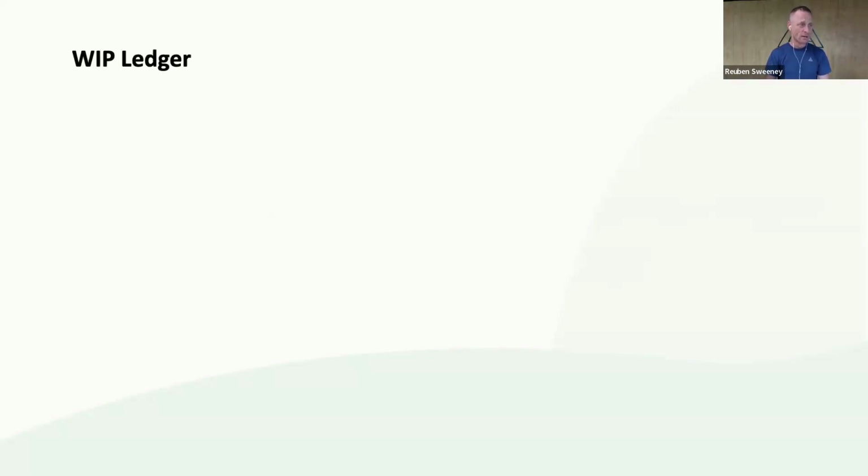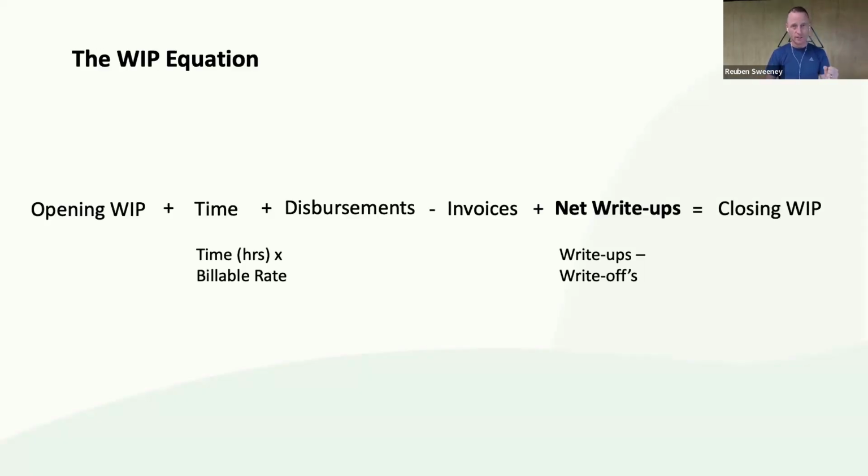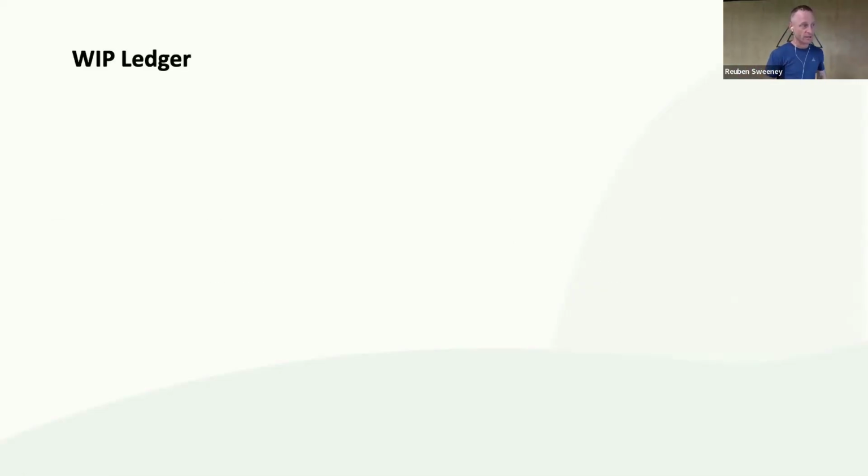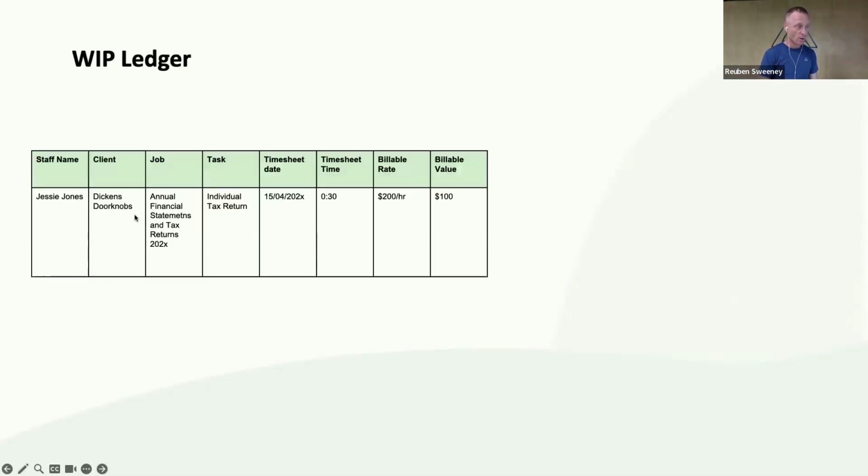Why does it matter? Well, inside that equation, there are rules that govern the interrelationships between invoicing and disbursements, basically how value gets converted. And this is described in the WIP ledger. This is what a typical WIP ledger entry might look like. It should look fairly familiar to pretty much everyone here.